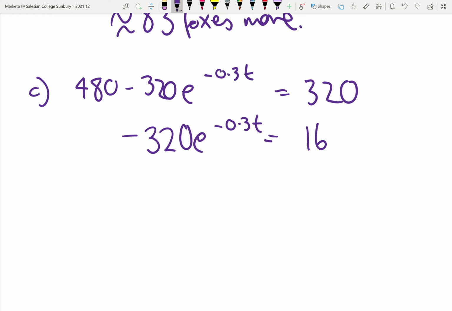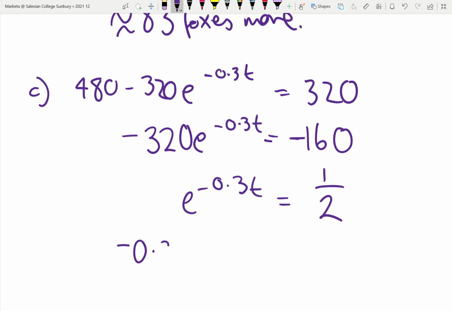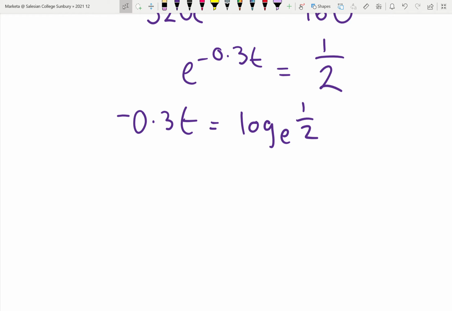So 160, and then we've got divided by 320, so e to the neg 0.3t. So 320 minus 480 is negative 160, so that's going to be half here. So neg 160 divided by neg 320 is positive half. And then neg 0.3t equals log e half. And then we'll divide by negative 0.3, so t equals negative 1 over 0.3 log e half.